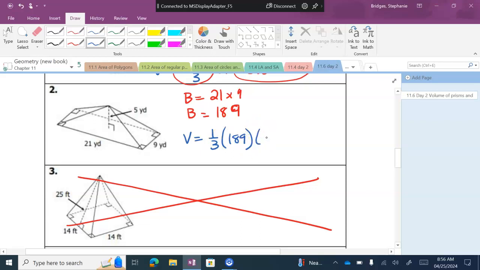Wait, where did you get the 1/3 from? That's my formula. Look at your formula at the top of the page. See how it has a 1/3 in it? What's the height? 5.